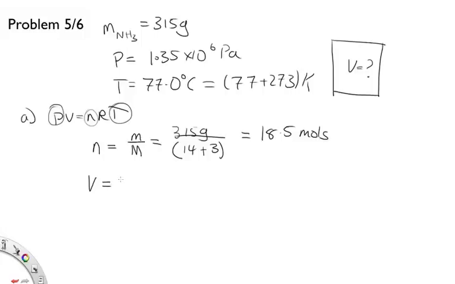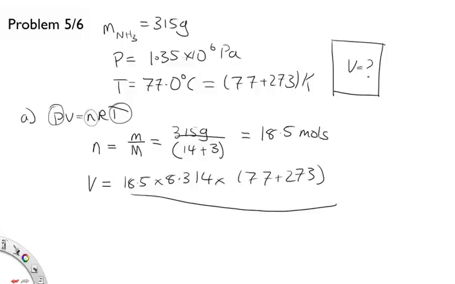So volume is equal to the 18.5 moles times the 8.314 times the 77 plus 273, that's the temperature. And then we need to divide all that by the pressure, which is the 1.35 times 10 to the 6 pascals. And that gives us 0.0399 meters cubed.